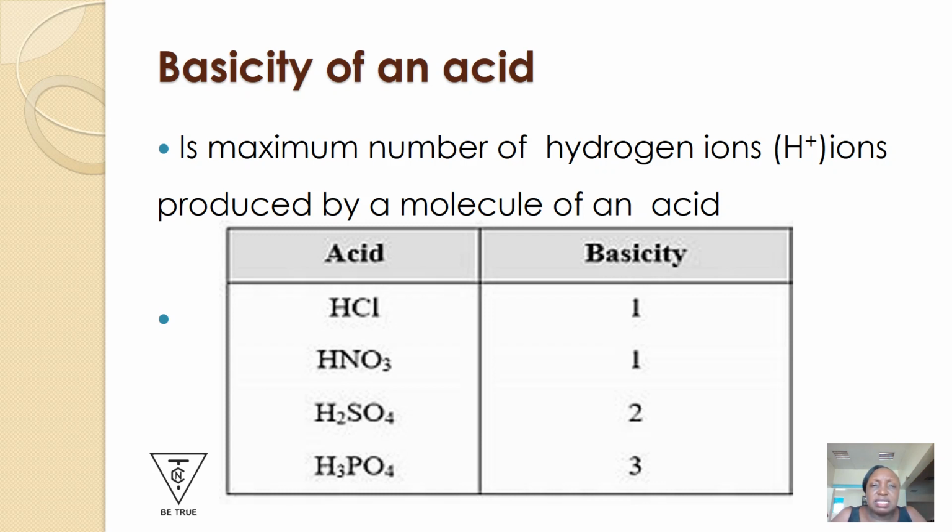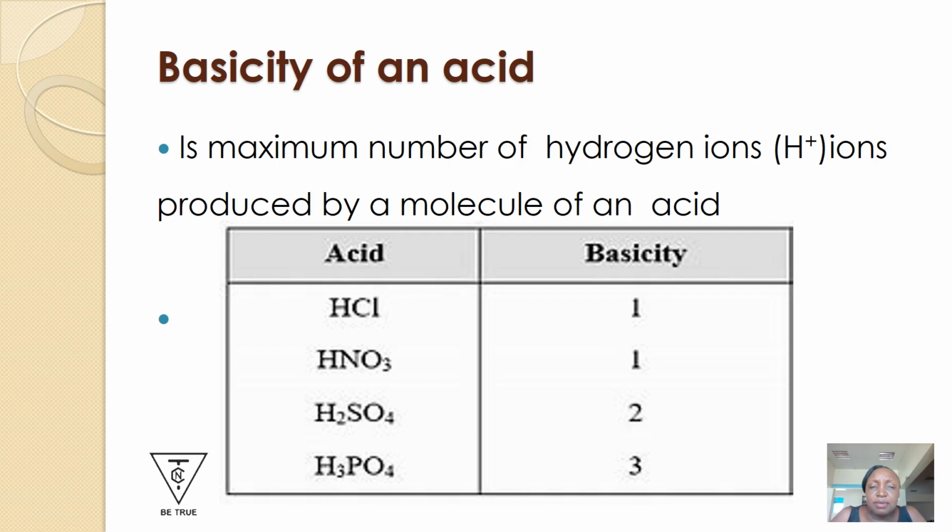Now we say that basicity is the maximum number of hydrogen ions produced by a molecule of an acid. Remember the equations of ionization? As the acid ionizes, it produces hydrogen ions and a radical. So the number of hydrogen ions that will be produced by an acid is what we shall refer to as the basicity of the acid.